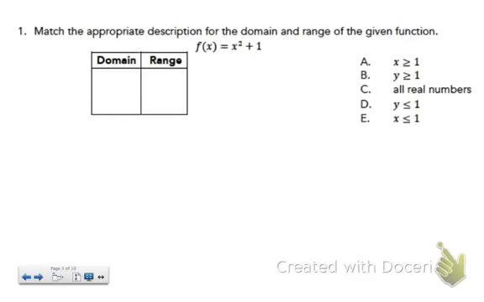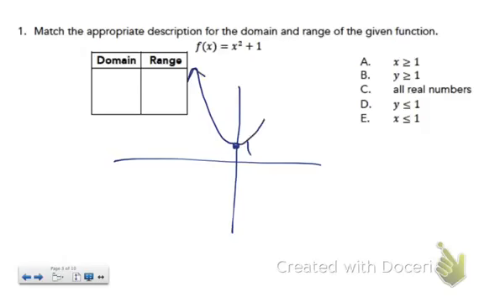So, given the function f of x equals x squared plus 1, we can graph it to get an idea of what it looks like. If you put it in your calculator and graph, you'll see that the vertex is at 1, and it's a positive quadratic, so it's facing up.